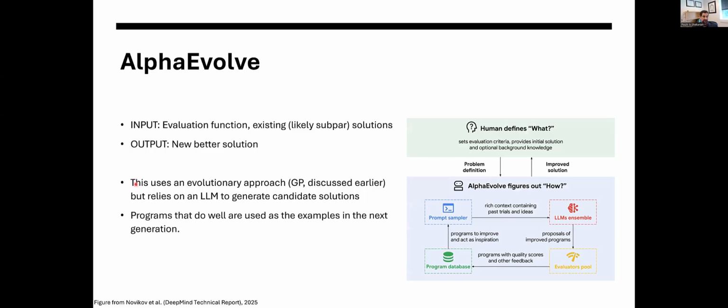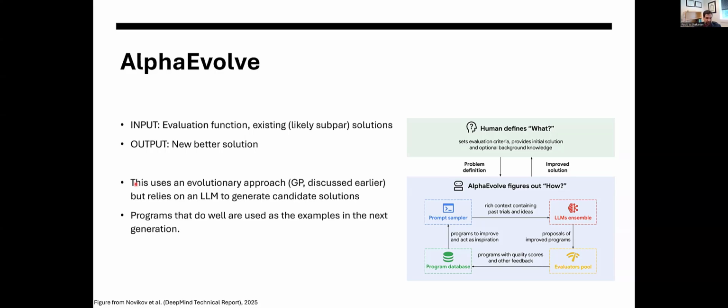So AlphaEvolve, we discussed this a little bit in the previous lecture, but the idea is that input to it, you have an evaluation function, and you have some existing, usually a subpar solution to the problem. And the idea is you want to get it to find a better solution. And the existing solution is represented as code. Actually, the evaluation function is also represented as code.